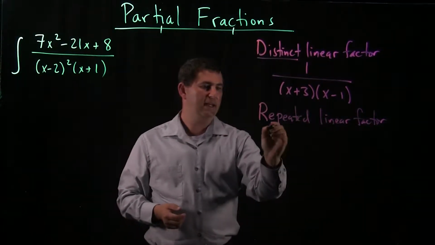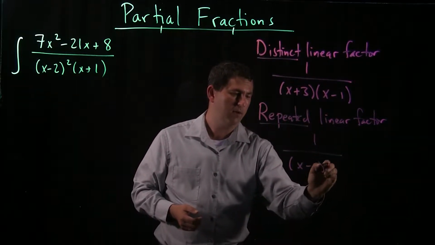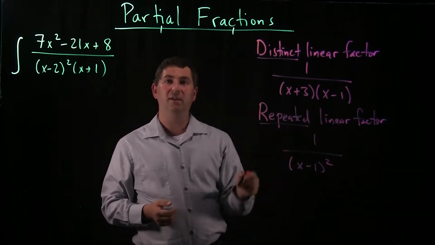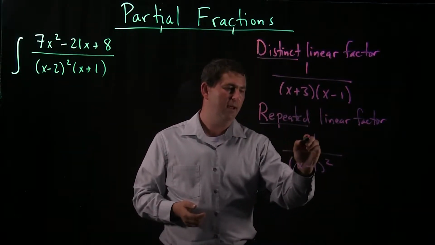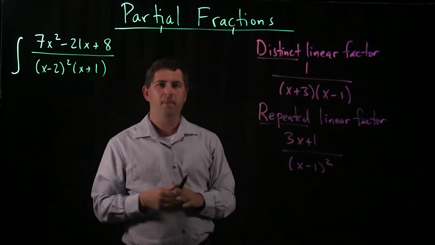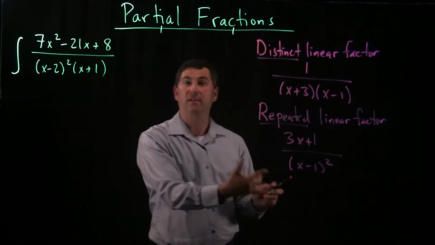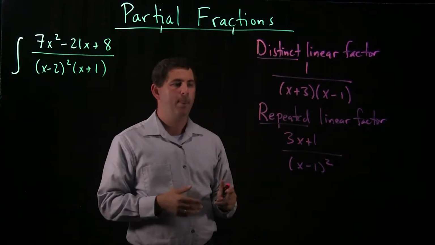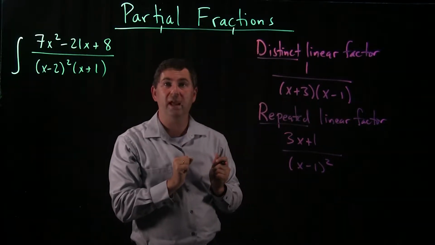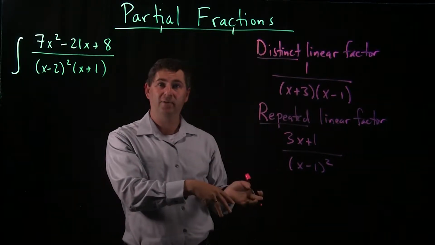So when you have a repeated linear factor, it could be something like x minus 1 squared. And it's actually not so convenient to just write a 1 here. Maybe we had a 1, but then also a 3x plus 1. So this would be a case where you have a repeated linear factor because the x minus 1 shows up more than once. In this video, we're going to squish these two together. We're going to have distinct linear factors and we're going to have repeated linear factors.